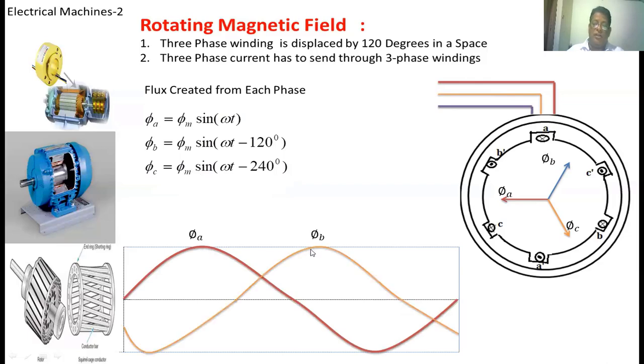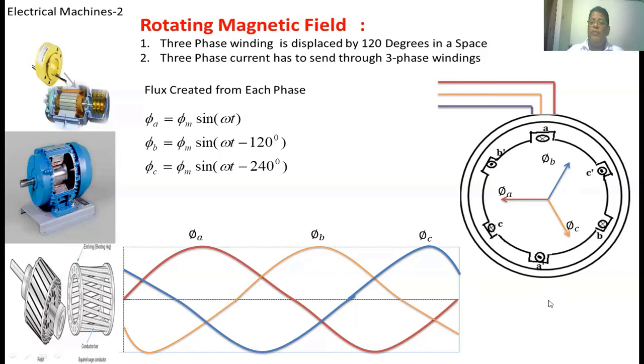This is also sinusoidal. But the angle between the phase A and phase B is 120 degrees. This is the phase C flux. The angle between the phase B and phase C is 120 degrees. Now we are going to find out what is the resultant flux which is experienced in the stator.